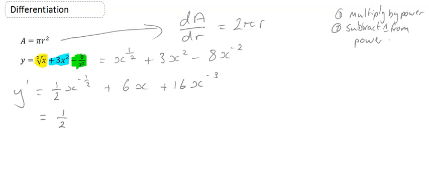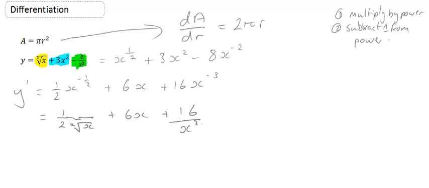I now need to deal with this fractional bit. The negative means it's a fractional part, so the x is now on the bottom, and the half means it's a square root. That's not very clear. Let me just erase that and try writing that again. So that's the square root of x. The plus 6x hasn't changed, plus 16 over, now the fractional bit, again the negative means it's on the bottom, and the power is 3.